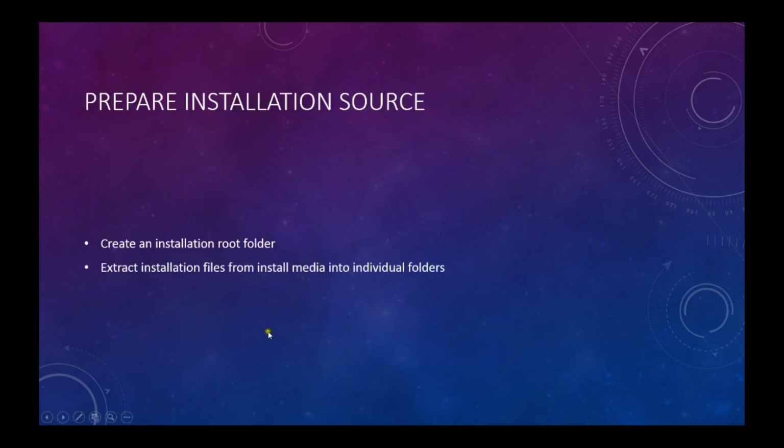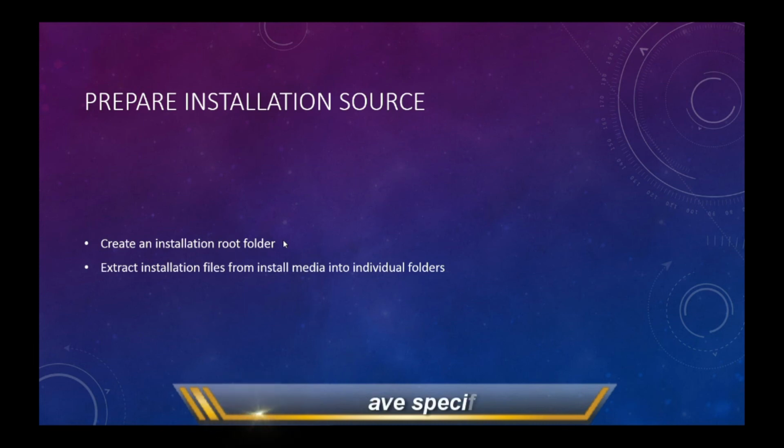So the first thing you're going to want to do is prepare an installation source. That means creating an installation root folder, and then inside that folder creating a particular folder for each product or development tool that you want to use, and then copying the installation files from the DVD or self-extracting file or ISO image into that folder.